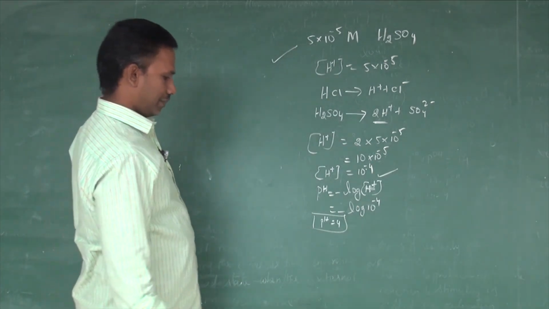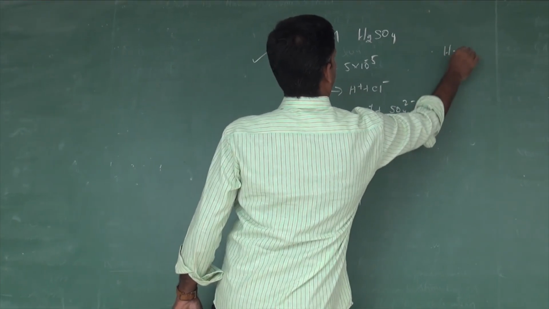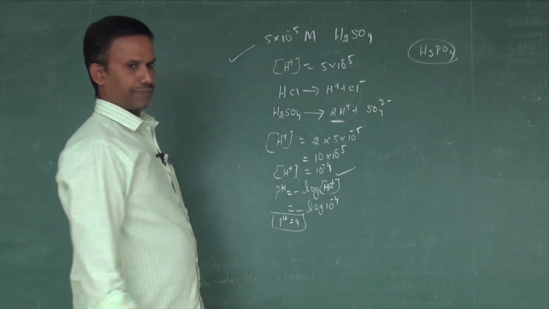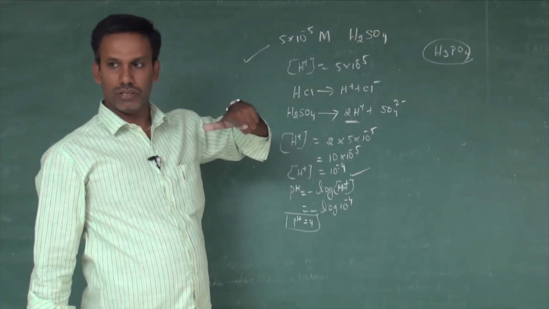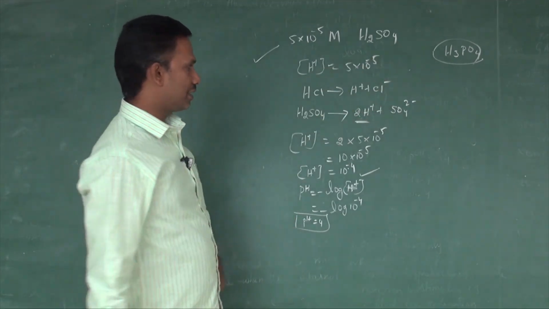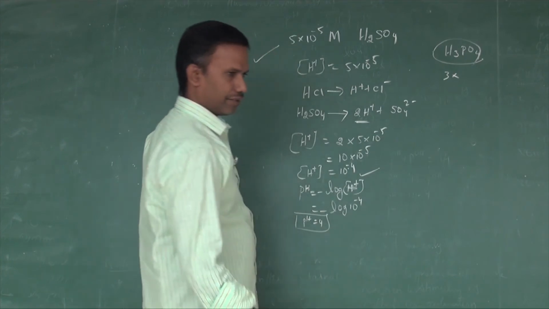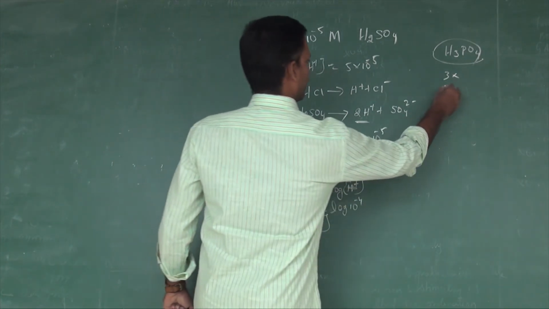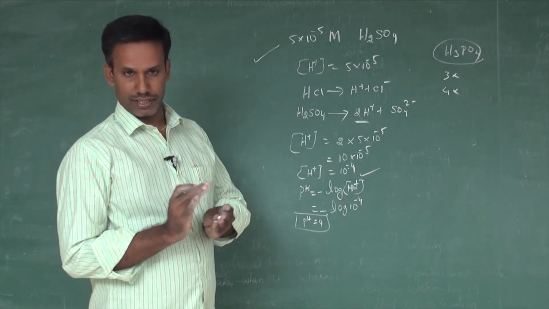For your practice, I am giving some other acids. For example, H3PO4, phosphoric acid. What is the basicity you should know? The basicity of phosphoric acid is 3, so the given concentration should be multiplied by 3. If it is tetrabasic pyrophosphoric acid, the given concentration should be multiplied by 4.